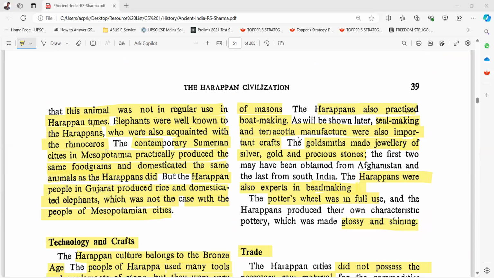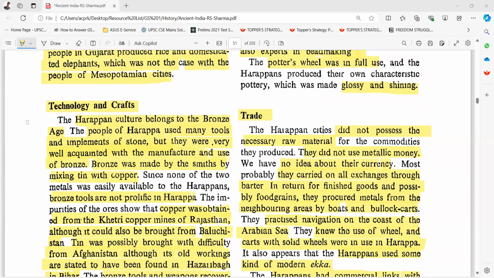The contemporary Sumerian cities in Mesopotamia practically produced the same food grains and domesticated the same animals as the Harappans did. But the Harappan people in Gujarat produced rice and domesticated elephants, which was not the case with the people of the Mesopotamian cities. Technology and crafts.